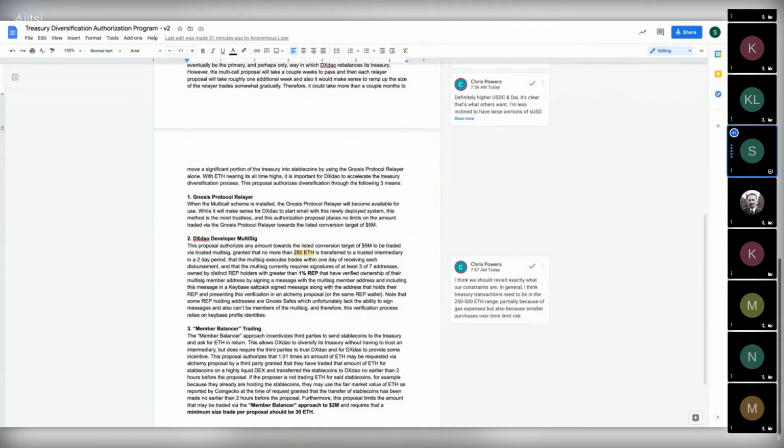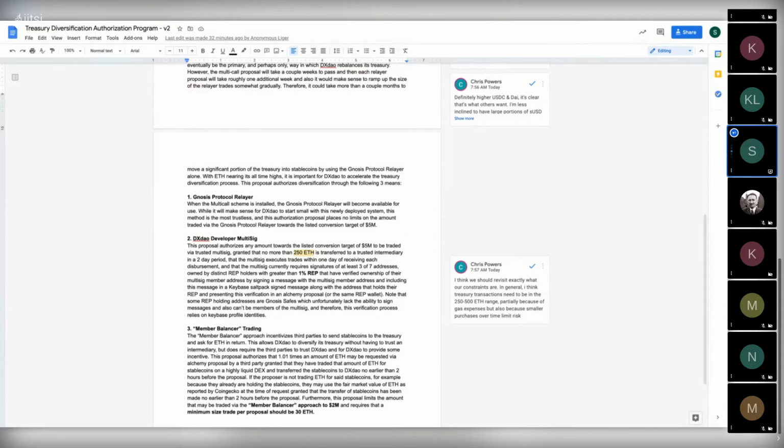And then the third thing is member balancer, which worked really well and was really quick the last time. There's a really small incentive, a 1% incentive, for people to participate in member balancer, and it's actually more trustless than the Dev multi-sig approach, so we could balance between that as well.